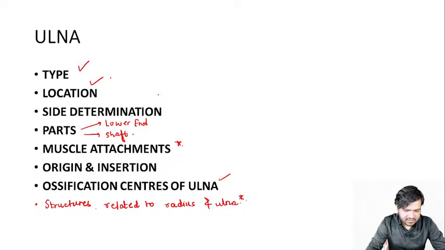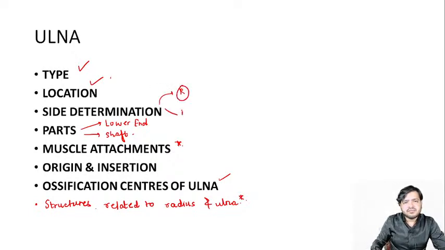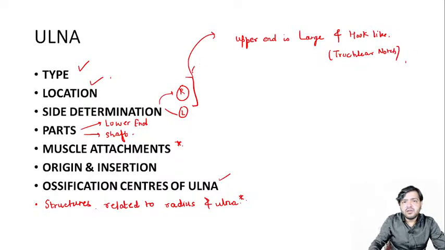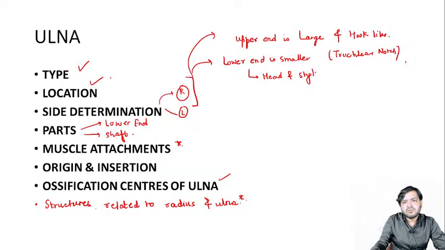the notes get completed. So remember that how to determine whether it is right or whether it is left. These are by certain points, guys. Remember that the upper end is large and hook like. You already know it is the trochlear notch, that has already been discussed. The lower end is small, and it carries head and styloid process.